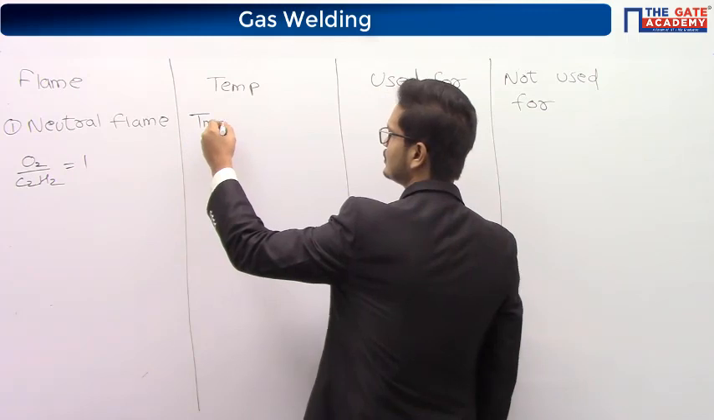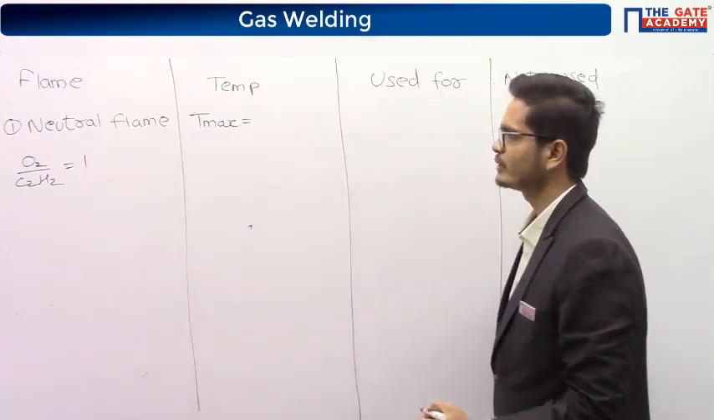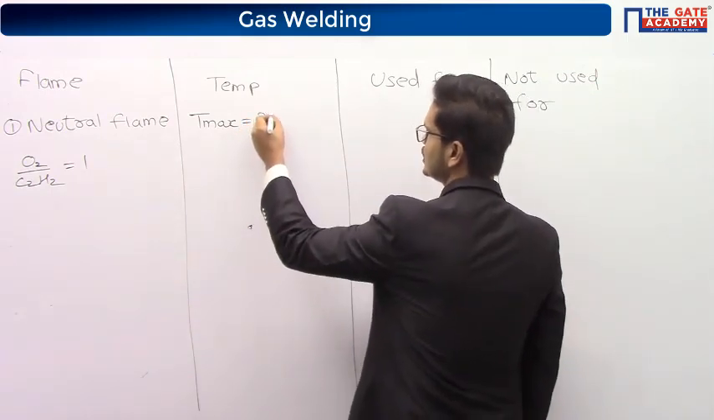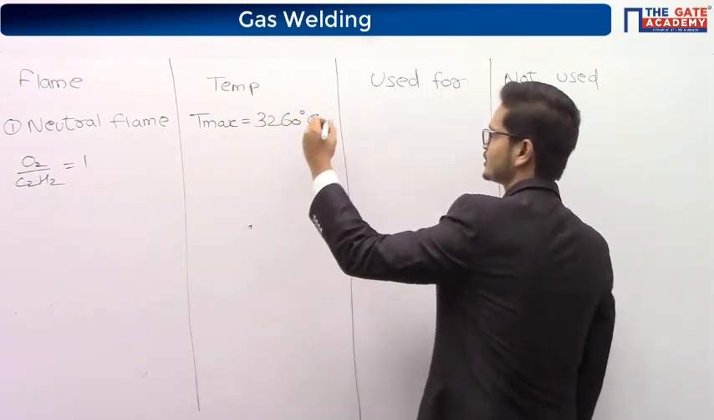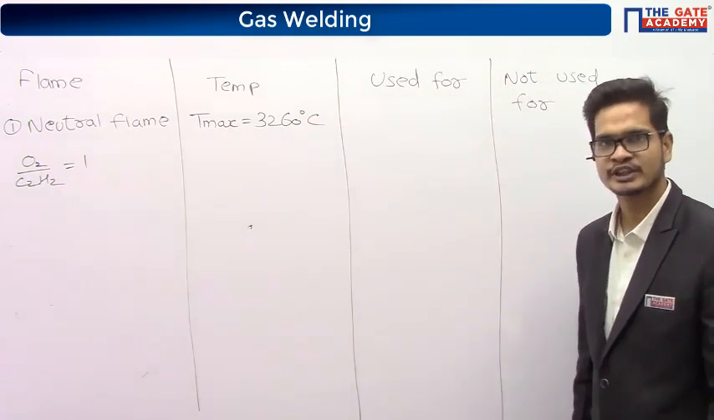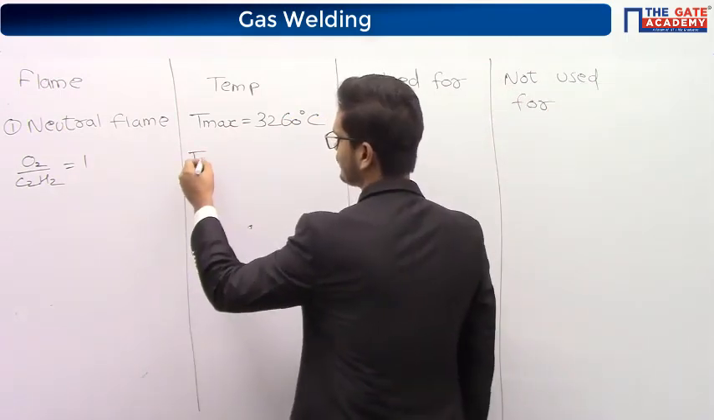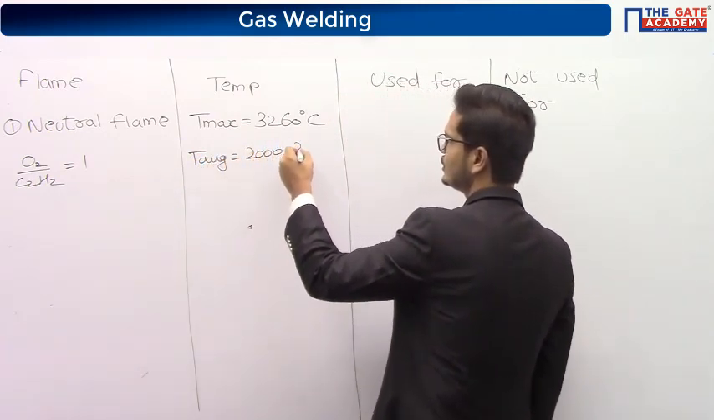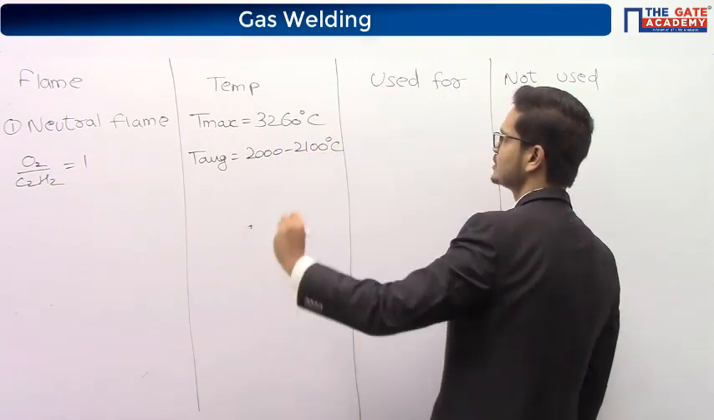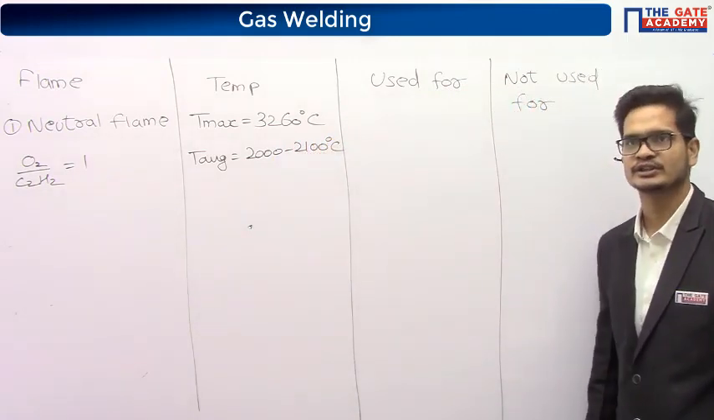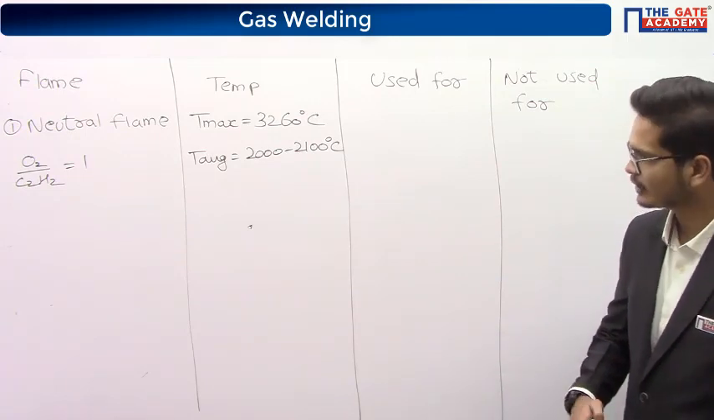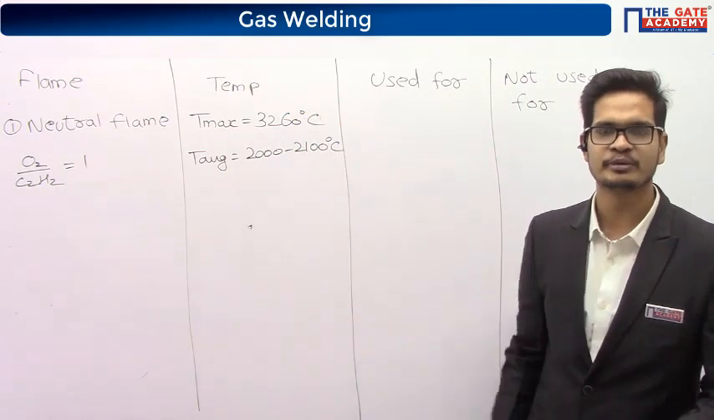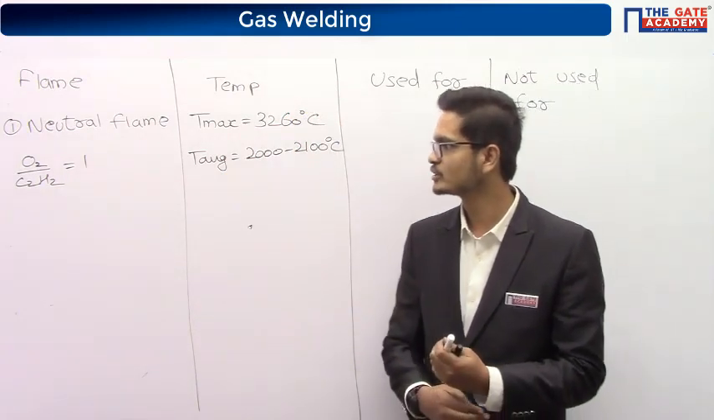Maximum temperature. How much is the maximum temperature? The maximum temperature is 3260 degrees Celsius. Average temperature is 2000 to 2100 degrees Celsius. You can see here that the average temperature is nearly 2/3 of the maximum temperature.